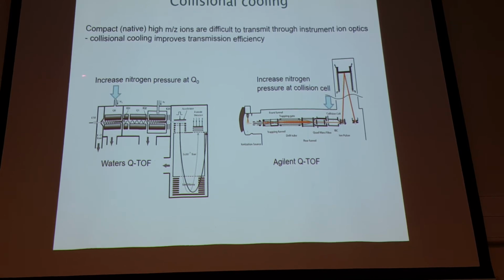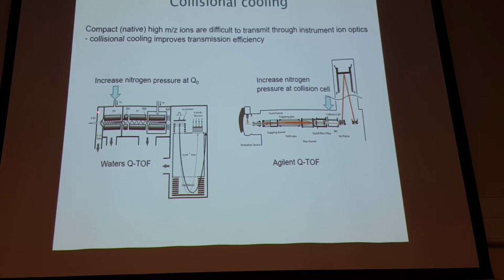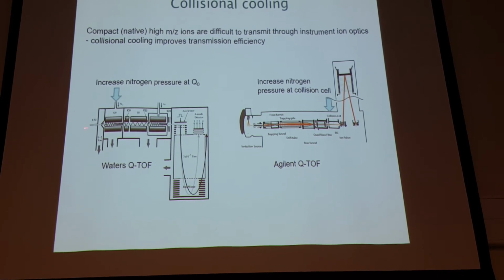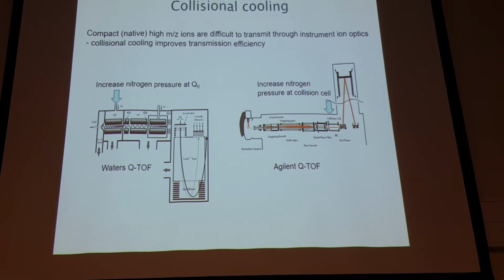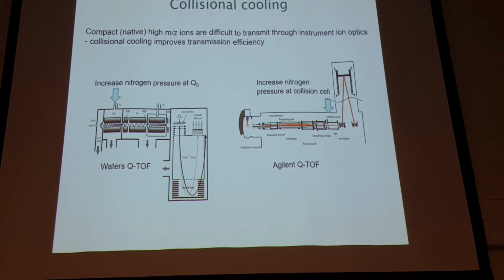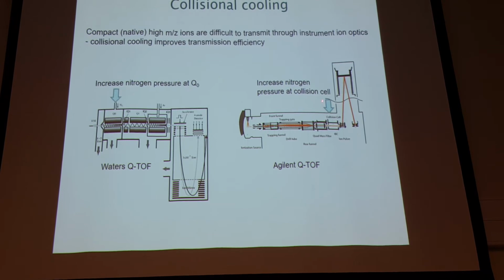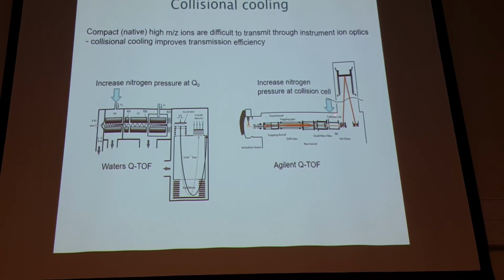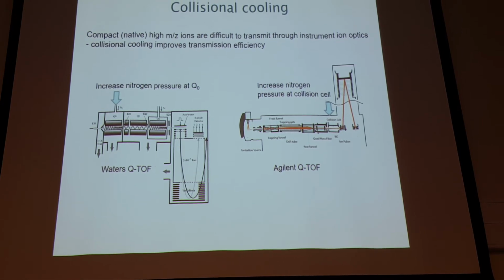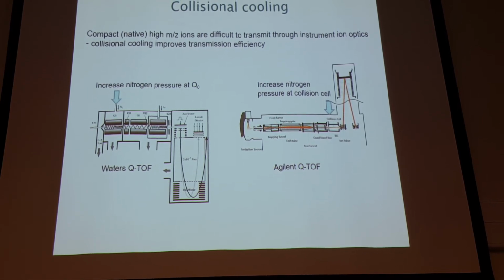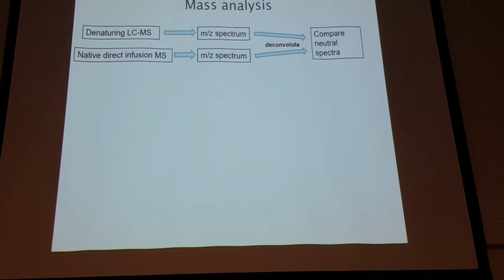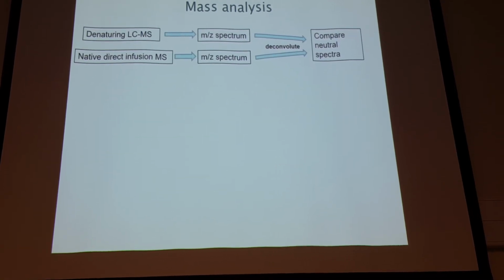On QTOF instruments, this is done at the Q0 quadrupole. So we can't do this on our instrument. We don't have Q1. We don't have the option of introducing a cooling gas there. However, quite surprisingly, if you add cooling gas in the collision cell, this will increase the ion transmission by about threefold. So it has a similar effect. So let's have a look at how we do the mass analysis.